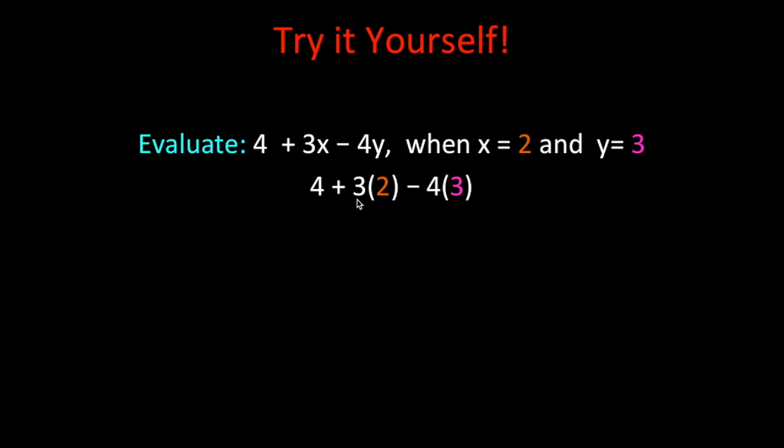So you're going to do the multiplication before you do the addition and subtraction. 3 times 2 is 6. 4 times 3 is 12. And you bring the minus sign, the negative sign. Or you could have also said negative 4 times 3, that's negative 12. That's the same thing, okay? Now we're going to solve this from left to right. 4 plus 6, that's 10. 10 minus 12, that's negative 2.